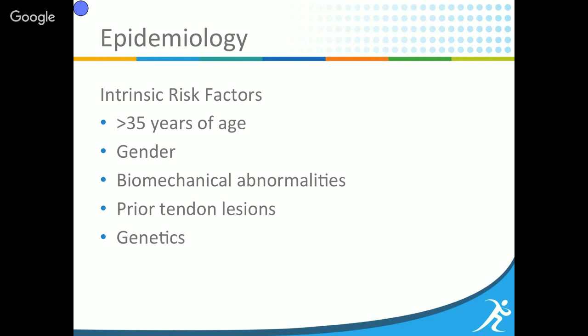Going to biomechanical abnormalities, for example, with Achilles tendinopathy, arch types may play a role. If someone has high arches or even flat arches, they're more prone to Achilles tendinopathy as opposed to someone with normal arched feet. And then if you have a prior tendon lesion, there was one study that showed that if someone had a small tear through their Achilles tendon, it could lead to a chronic tendon issue by the end of the season. Then finally, genetics. Some people are more prone to have bilateral tendinopathy, say in their patellar tendons or Achilles, as opposed to someone else.